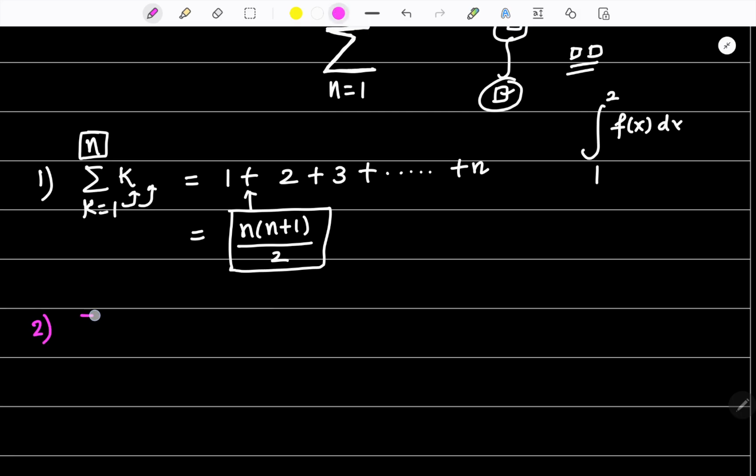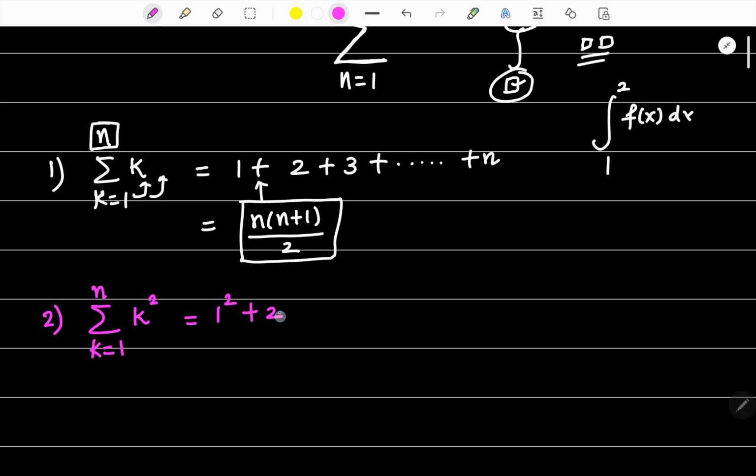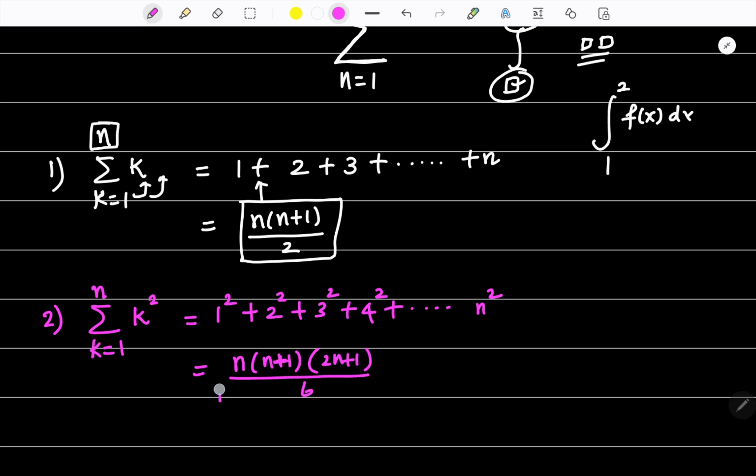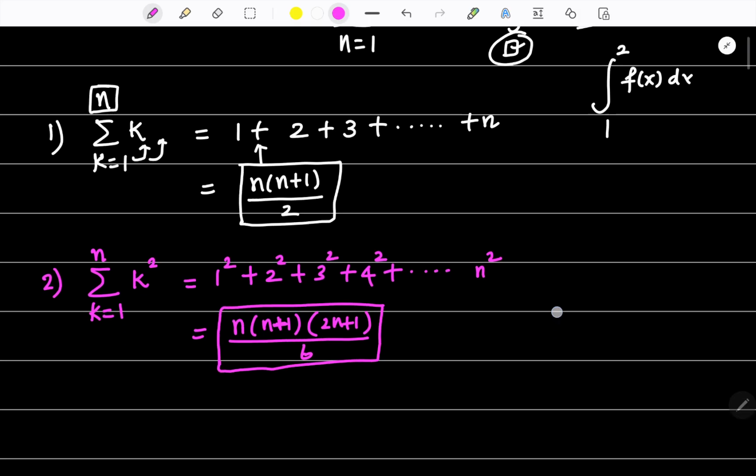Let's go to the second formula. Suppose you have sigma k equals 1 to n of k square. It means 1 square plus 2 square plus 3 square plus 4 square, and so on up to n square. The formula for this is n into n plus 1, times 2n plus 1, divided by 6. This is the formula you're going to remember when there is a situation like 1 square plus 2 square plus 3 square plus 4 square and so on.